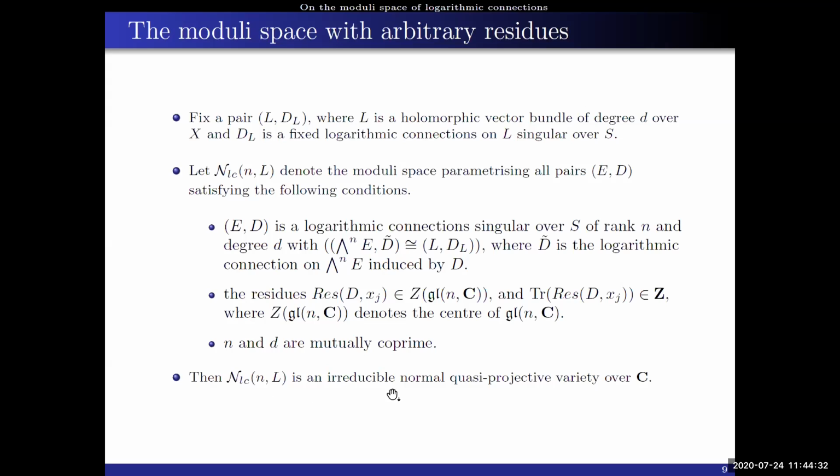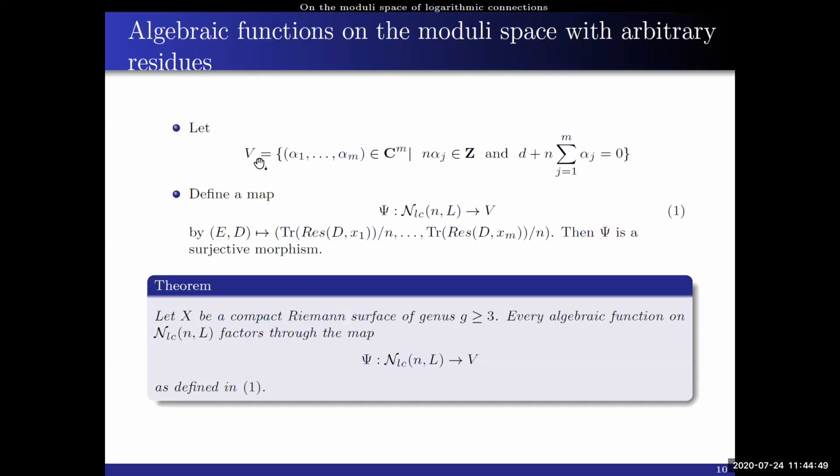Then this moduli space is an irreducible normal quasi-projective variety over C. It need not be smooth. So here is somehow this algebraic function. V is equal to the set of tuples such that n into alpha j belongs to Z, and this will satisfy this condition. So this is a subset of C to the M. We can define a map from NLCNL to V, which sends this pair to the trace divided by the rank. From Otsuki's condition, these numbers will go inside V because they satisfy this condition.